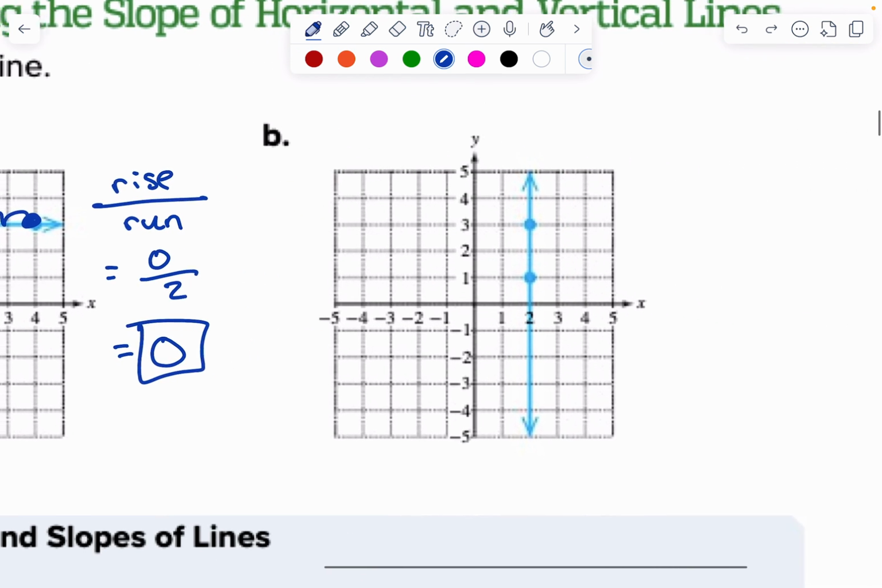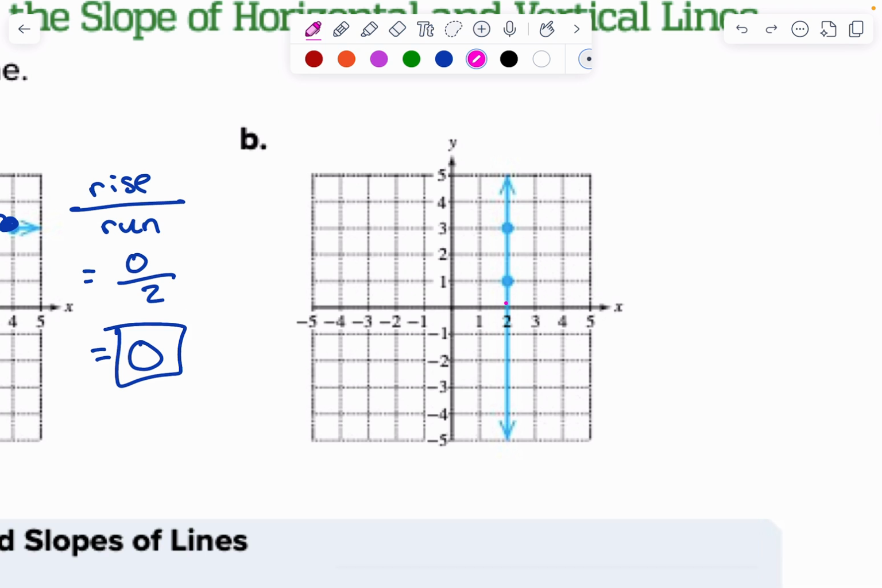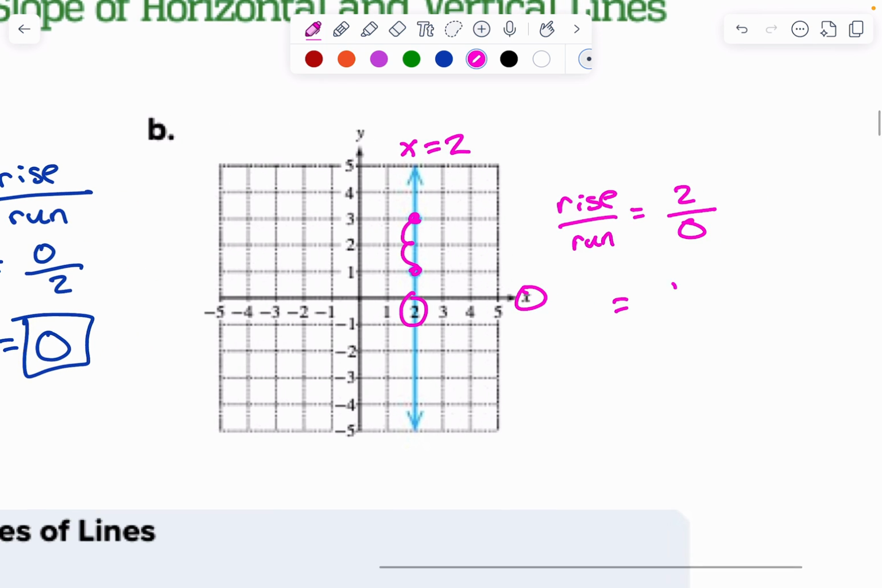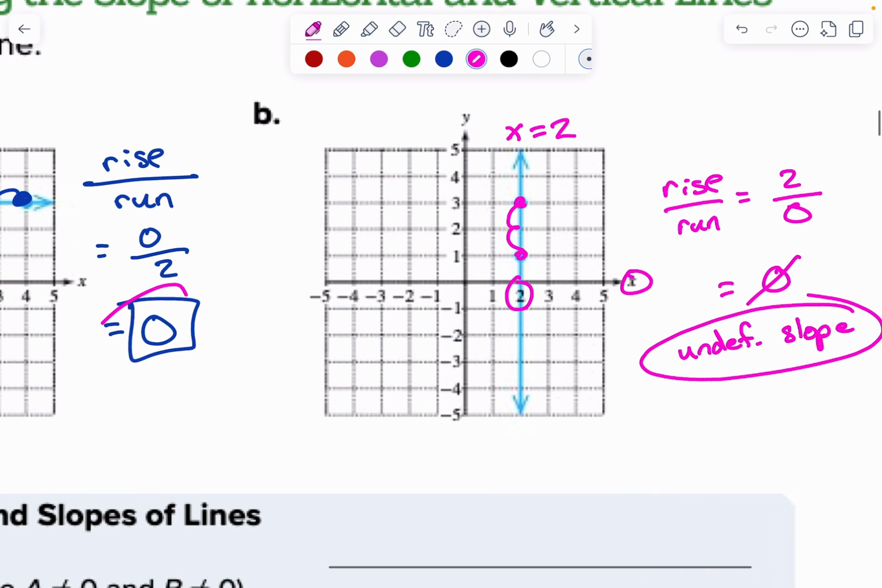But then B over here, this is the equation that's going through 2 on the x-axis, so this is x equals 2. If I look at my 2 dots and I look at rise over run, this one is rising 2, but he's running 0. 2 over 0, and 2 divided by 0 is undefined. So this one is going to have an undefined slope. That is the slope. The slope is undefined. Here the slope was 0. Here the slope is undefined.